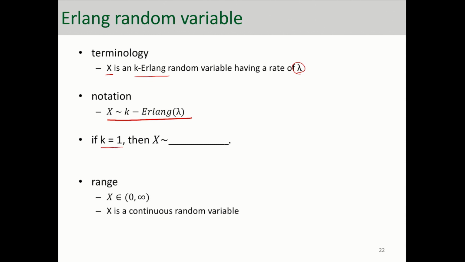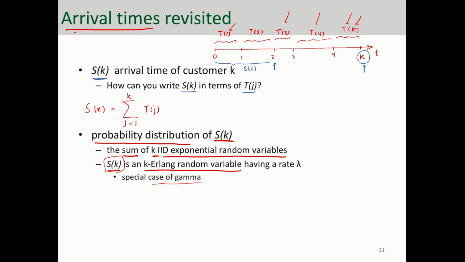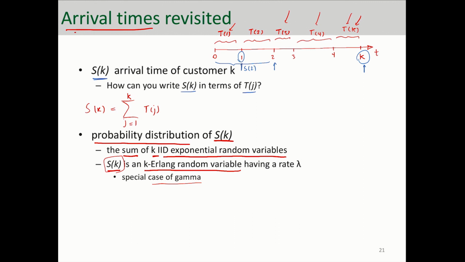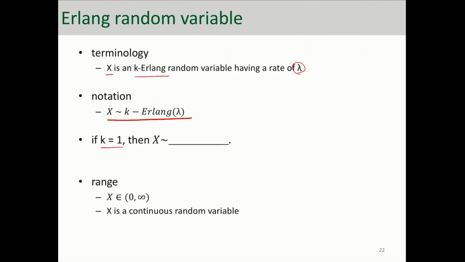If K is equal to 1, let me go back to the same diagram here. We're talking about S of 1, and S of 1 is that duration here. You can see that S of 1 and T of 1 are essentially the same, because we're talking about the first customer, so the inter-arrival time and arrival time are both the same. So if K is equal to 1, the random variable is 1-Erlang, which is no different than exponential. That's just a special case when we're talking about the first arrival.